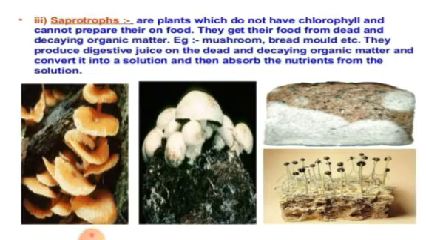And some of the fungi are parasitic. That means they live in the host. For example, if you see in humans, skin infections, those are all fungal infections. Now, some fungi exist in symbiotic relationship with other organisms. Now, what is the meaning of symbiotic relationship?